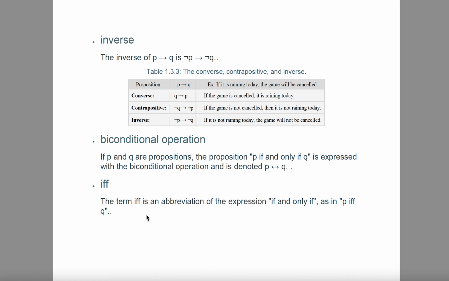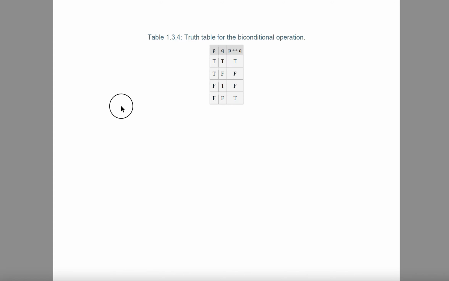Now, biconditionals are if and only if statements, which we've seen before. P if and only if Q is denoted as that, and IFF is the abbreviation for it. The truth table for the biconditional operation is basically this. If both are true, you're going to see true. If one is true and the other is false, it becomes false. One is false, the other is true, same thing, it remains false. But if both are false, which means both are negative of what we're trying to prove, then it becomes true.